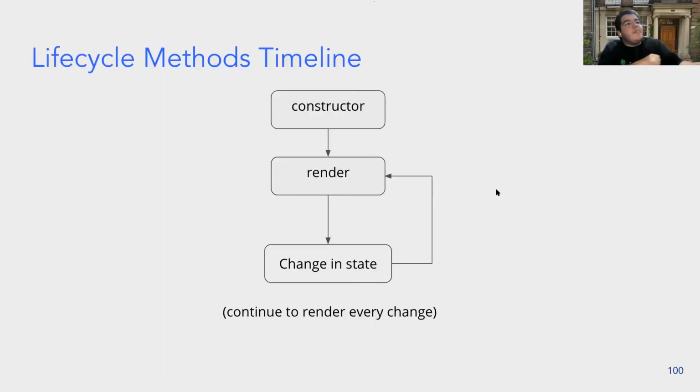Just going back to that lifecycle timeline, constructor runs when we first initialize our component. Then render gets called. And then anytime we change state, and we have to make sure we're using set state, it'll automatically re-render this component. And it'll also make sure it handles render for any child component. So we don't really have to worry about that.